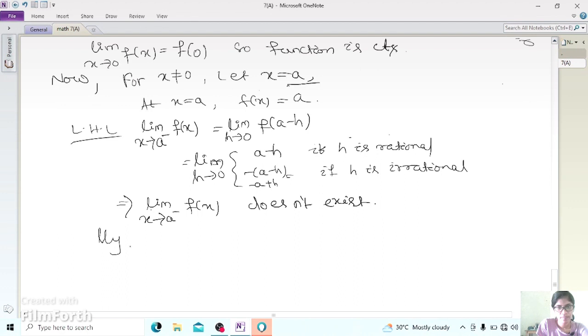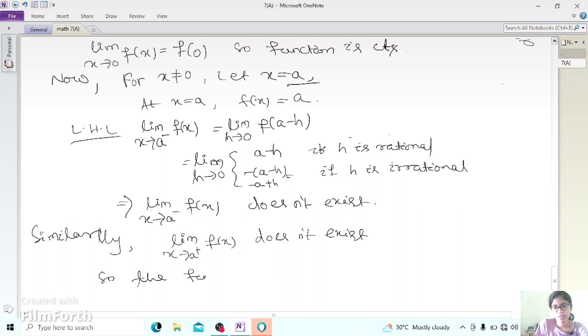Similarly, limit x tends to a plus f of x does not exist. So the function is discontinuous.